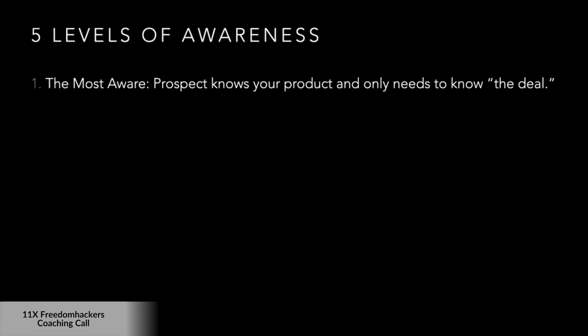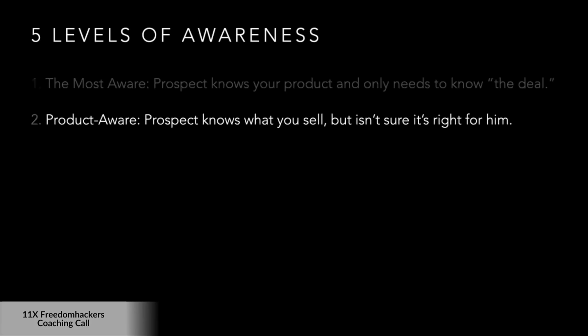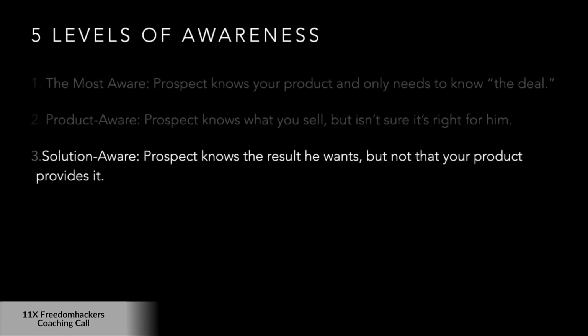When we think about the person who is the most aware, it means the prospect knows about the product, and they are basically ready to buy. They just need to know the deal, which can mean they need to know the price or something else. Second, they are product aware. They know what we are selling, but they are not sure it's the right product for them. Number 3, they are solution aware.